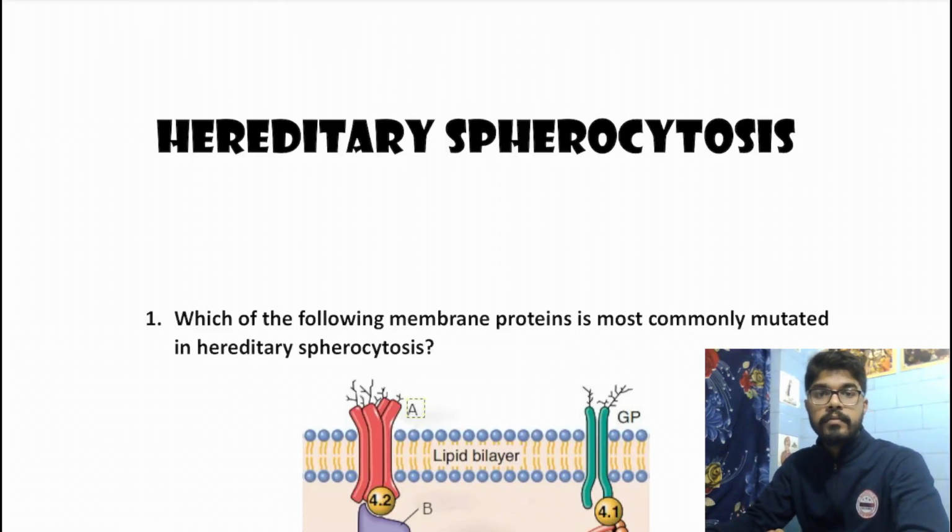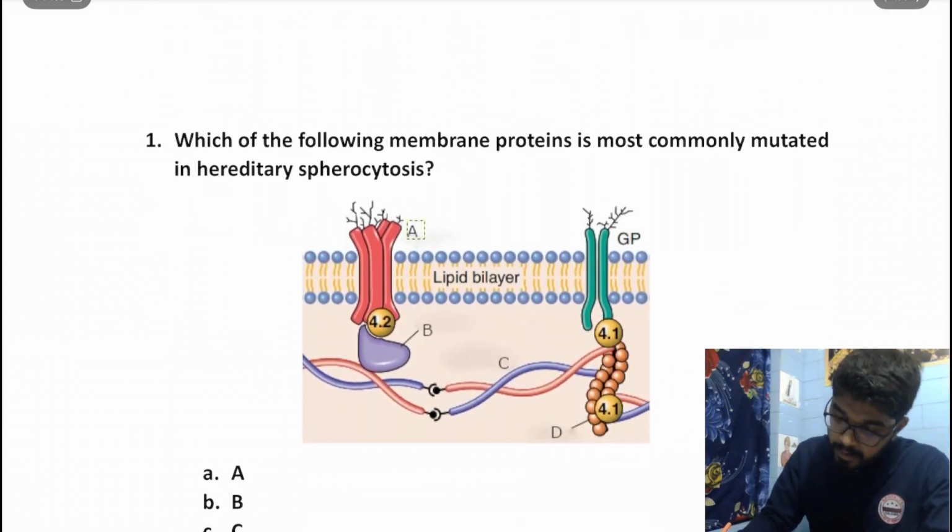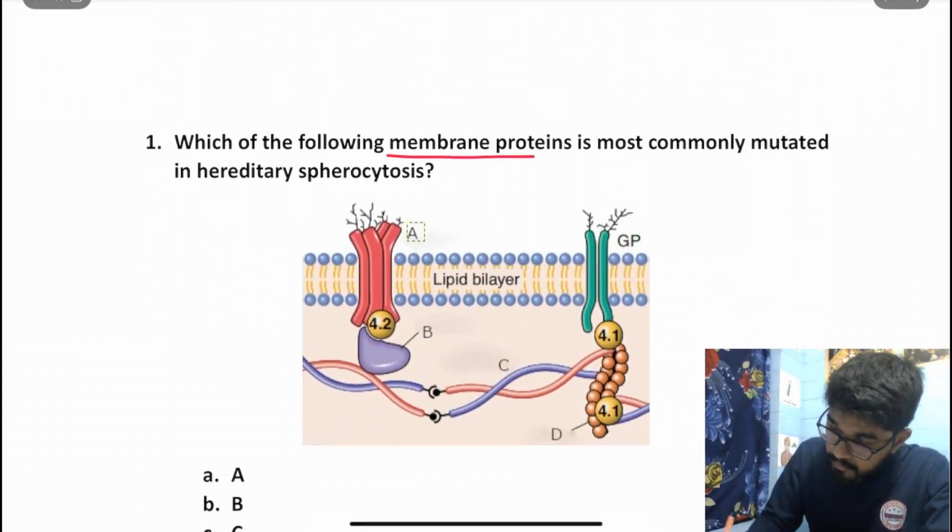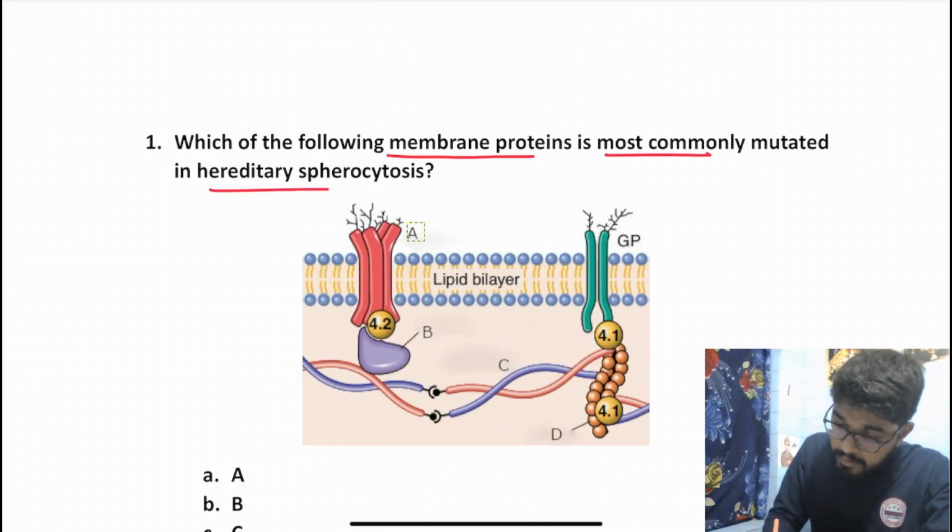Welcome everyone. In this video we shall be talking about hereditary spherocytosis and discuss all the questions related to it. So moving on to the first question. Which of the following membrane proteins is most commonly mutated in hereditary spherocytosis?